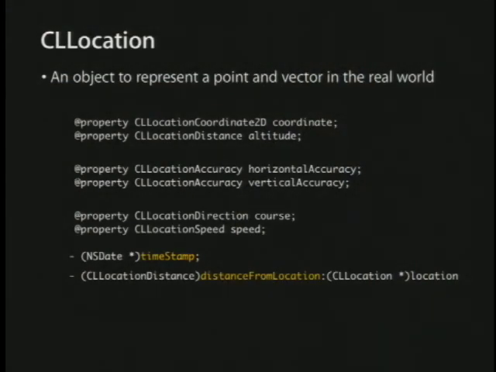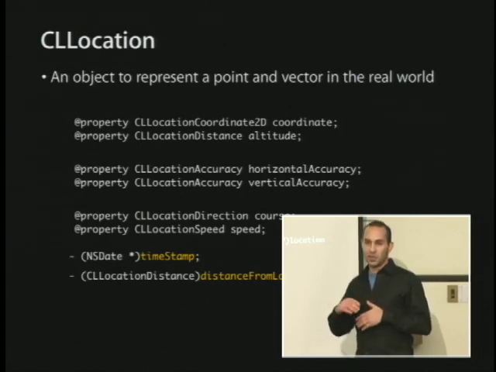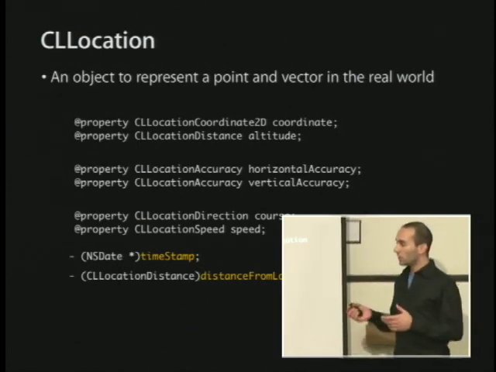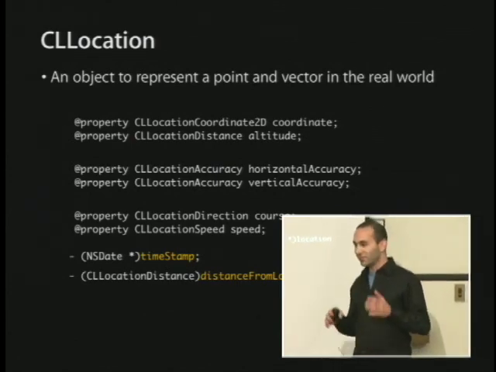So CLLocation is an object that represents a point in a vector in space in the real world. It has a few different properties here. So a 2D coordinate, an altitude. The coordinate, by the way, is two double floating point values, and they actually represent the longitude and latitude in degrees, right? So I don't know where we are right now, but I don't know, 30 latitude and something.